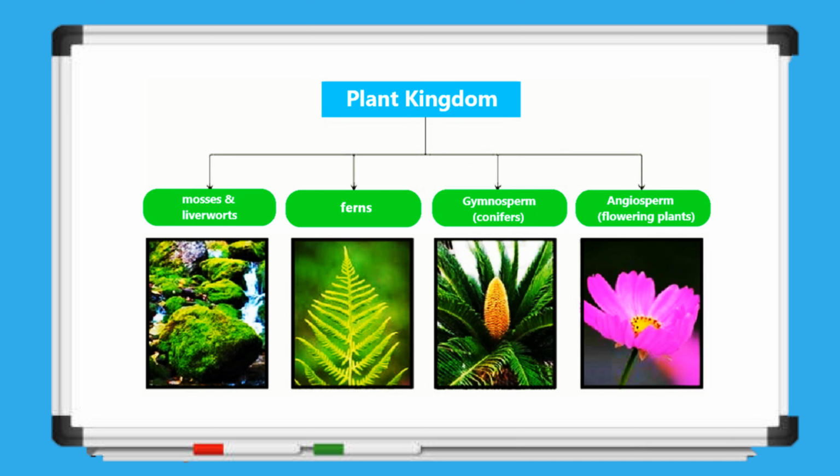Lastly, angiosperms or flowering plants are the most diverse group, producing flowers and seeds enclosed within a fruit. This system helps us understand the relationships between different plant groups based on the shared characteristics.